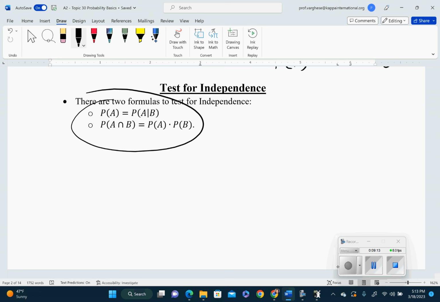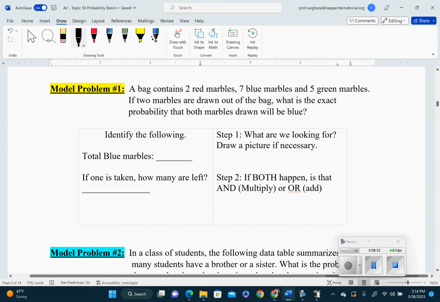But if I have marbles in a hat and there's 10 marbles and I take one blue out of 10, then now there's one less marble in the bag, so that's going to be dependent on each other. Okay, but we'll do a couple of examples about that to help you.